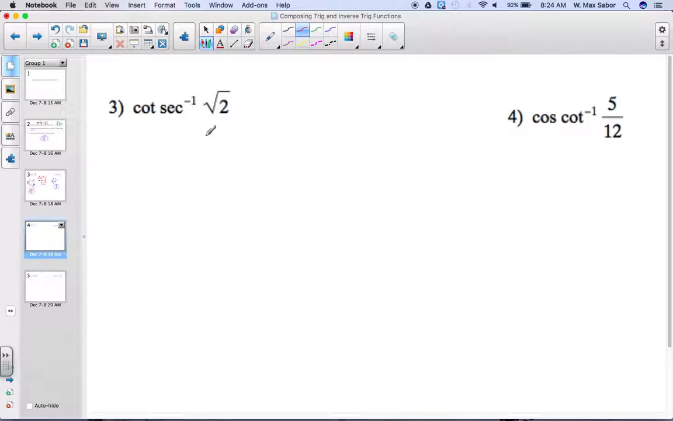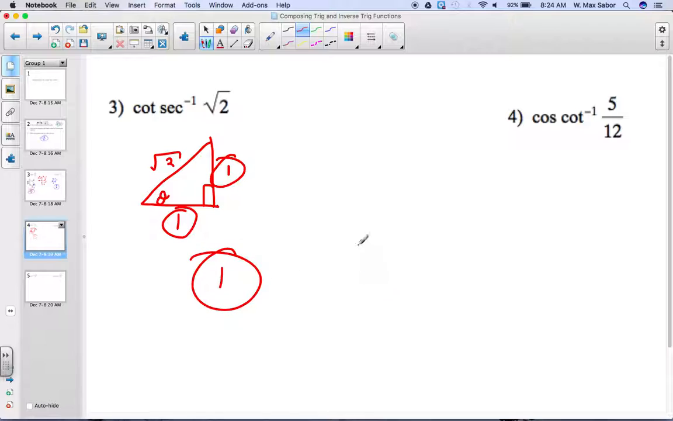Okay, square root of 2 as our secant, so our hypotenuse will be square root of 2, and our adjacent side will be 1. That's hypotenuse over adjacent is secant. Then use Pythagorean theorem to find that the missing side length is 1. And then cotangent would be adjacent over hypotenuse, so 1 is our answer.